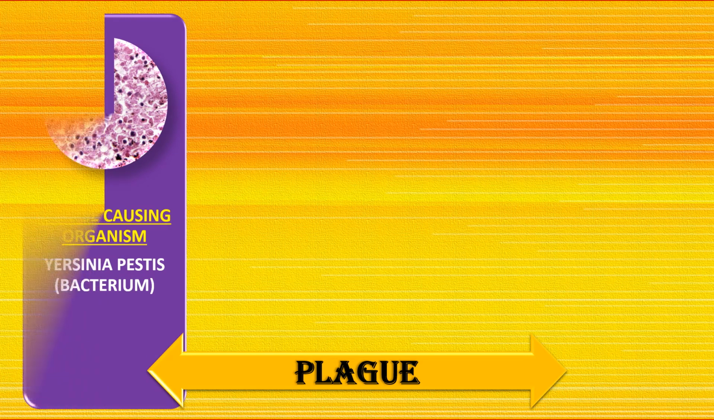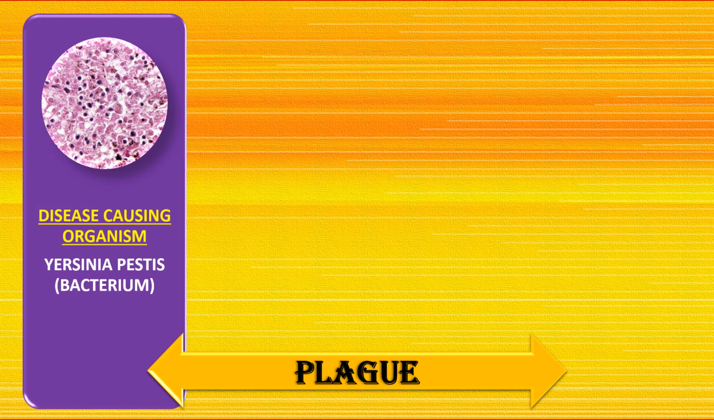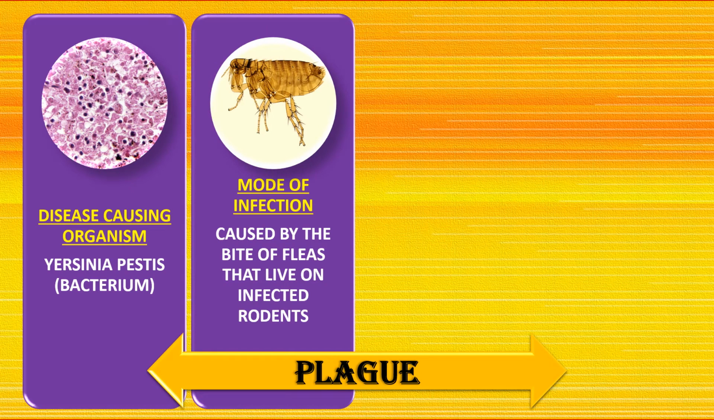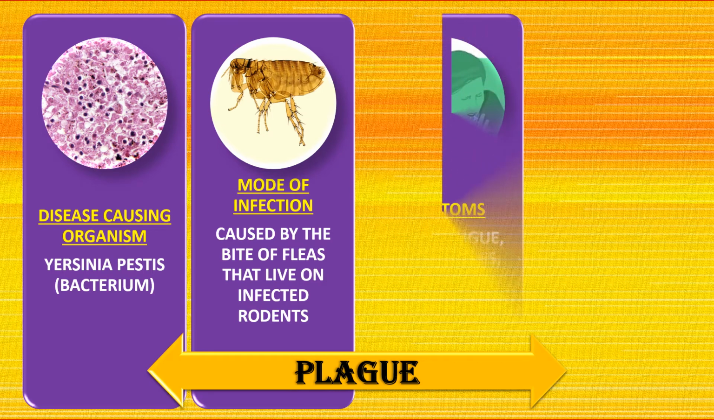Another infectious disease, plague, caused by Yersinia pestis, which is a bacterium. The mode of infection is the bite of fleas that live on infected rodents. Now, rodents are rats. How do we get plague? By the bite of fleas. Fleas bite us, and these fleas live on the rats which are infected.